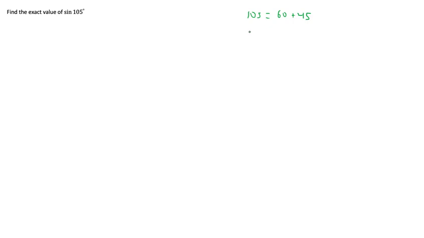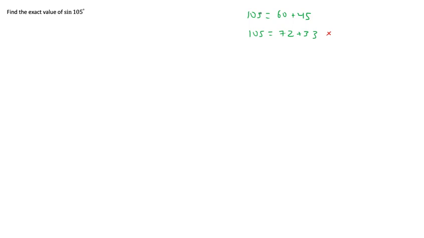Now, don't get me wrong, we can use 72 plus 33. There's nothing wrong with that. But, of course, there's no point in doing this, because we don't know what the sine of 72 or the cosine or sine of 33 is.